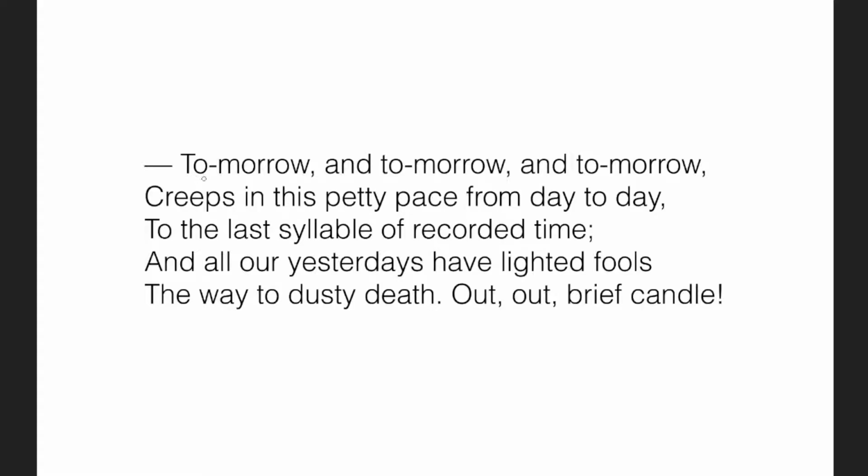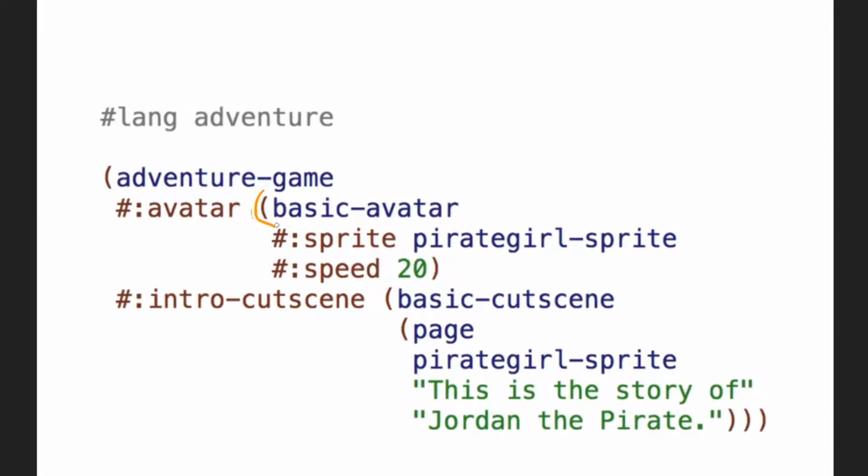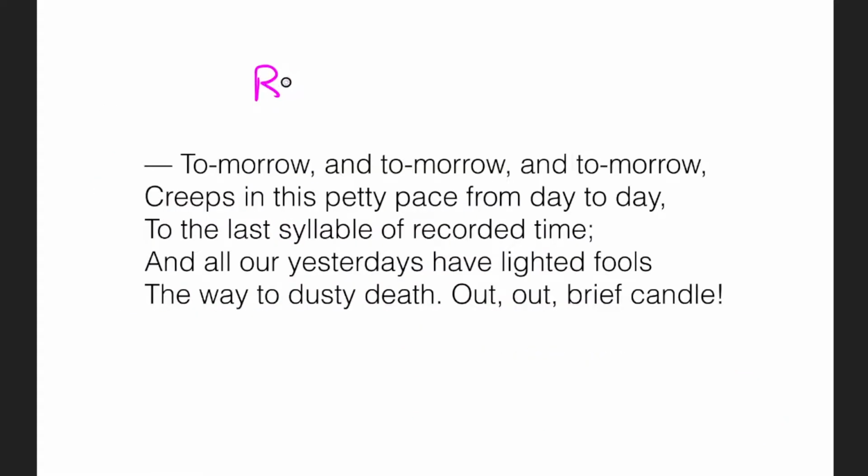But there is a major difference with English. Mainly that with English, we read it linearly, word by word. Tomorrow, and tomorrow, and tomorrow creeps in this petty pace from day to day. Code is absolutely not linear, necessarily. It's more about its nested structure, what is inside of what, which we'll get to in just a moment. Just want to kind of give a teaser of that.